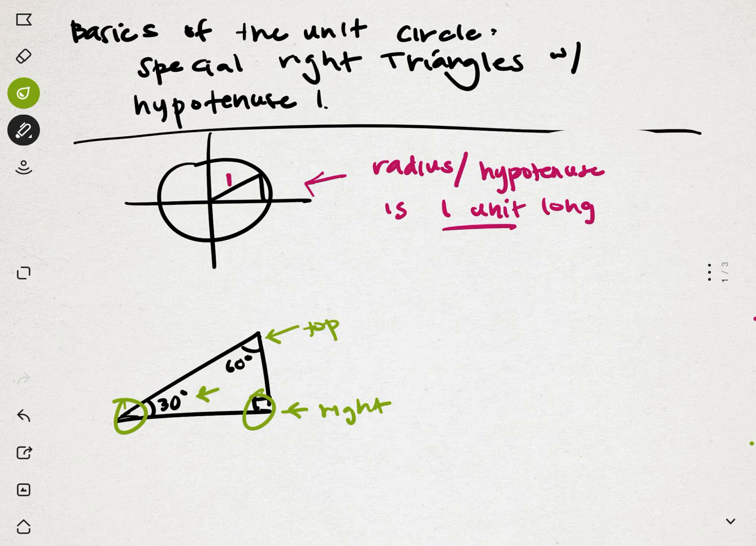All right, and we also said that the hypotenuse is 1. So for all of these triangles, our hypotenuse is 1. Again, if we have trouble locating the hypotenuse, it's always the side that's across from the right angle.